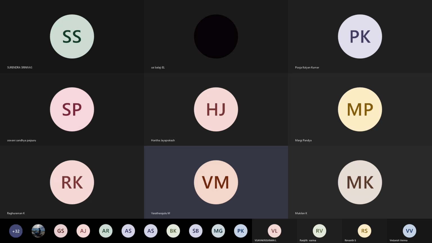Segmental pattern. What about segmental pattern? Okay, no issues. You go ahead with shell pattern.